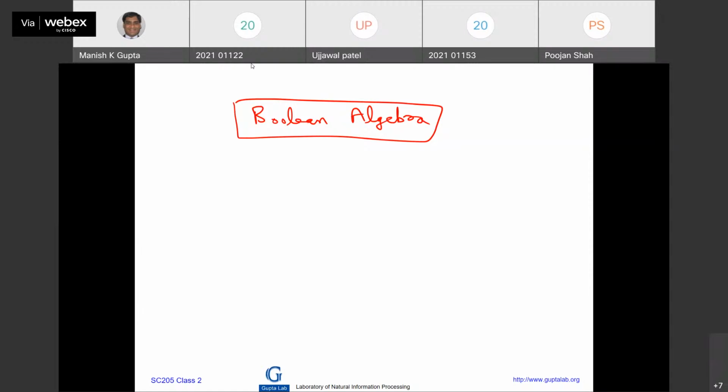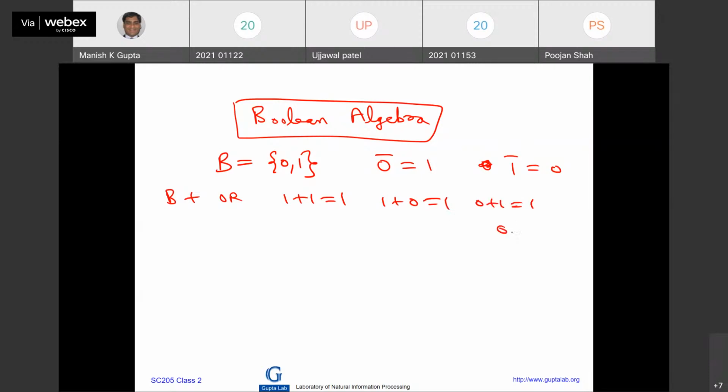Anyway. So Boolean algebra, George Boole. B is a set {0, 1}. Complement of 0 is 1. Complement of 1 is 0. Denoted by this set. We have Boolean sum, or we call it OR. 1 plus 1 is equal to 1. 1 plus 0 is equal to 1. 0 plus 1 is equal to 1. 0 plus 0 is equal to 0.